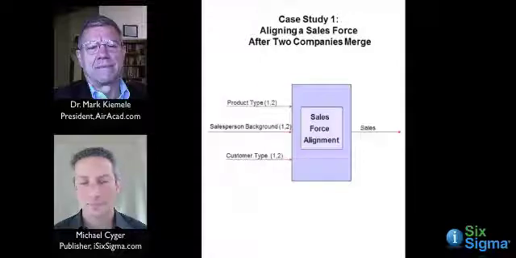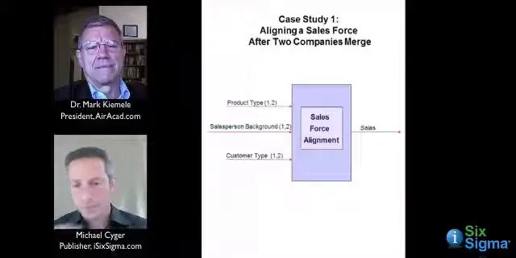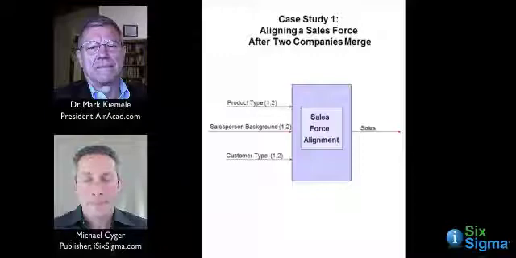He took 2 of the top product types they had, and then, of course, the sales backgrounds are from each of the 2 different companies, and the customer types I'm not going to relate, but there's 2 different customer types. So the factors that he wanted to investigate were product type, sales background, and customer type. And he's got 2 levels for each of those. And he wanted to take a look at his sales force, and he had a lot of sales reps.